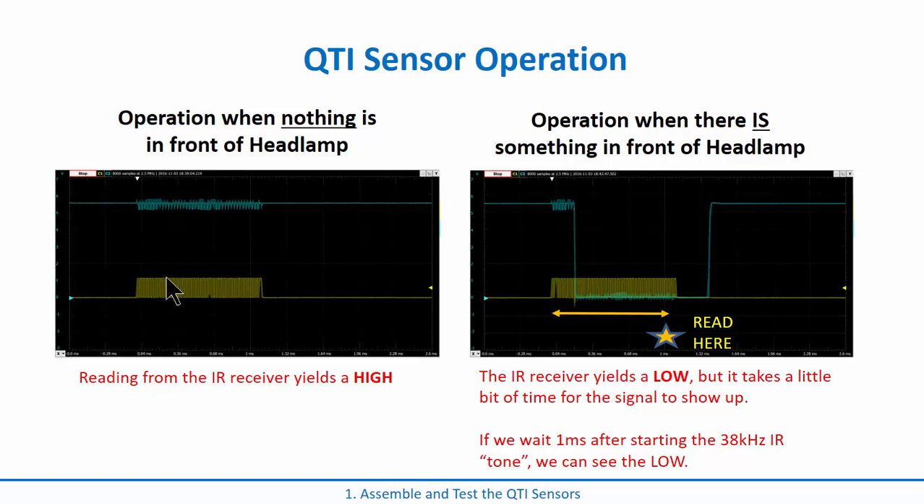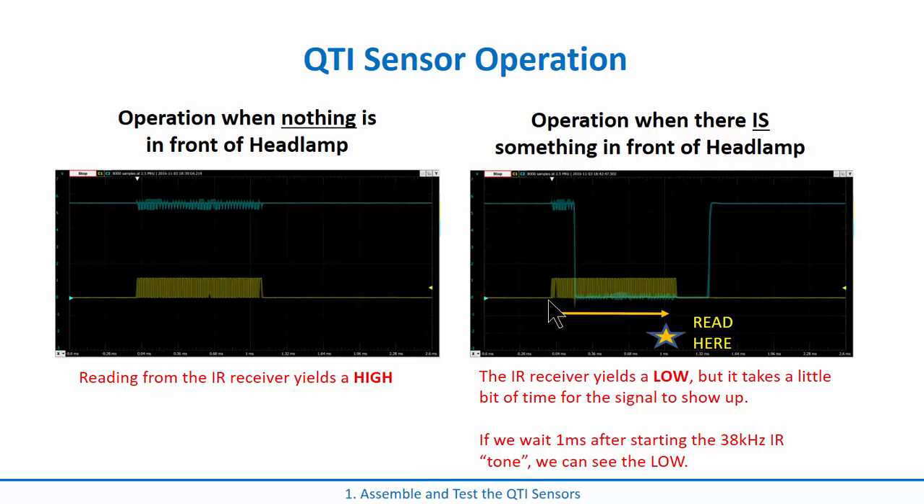If there's not an object out there, none of the IR bounces back, and the detector will read a high. If the IR reflects, it will cause the detector to pull low, and we can read that. The trick here is this. Number one, we turn on the pulse, toggling it at 38 kilohertz, and from the time you start, there's a little bit of delay for the energy to come back and be seen, so you have to give it a little bit of delay.